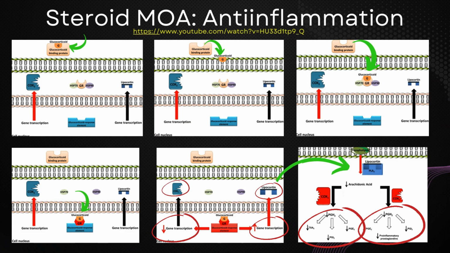How do they work? So top left, glucocorticoids first bind to a protein receptor on the cell membrane. The steroid molecule is then transported into the cytoplasm where it binds to and activates the glucocorticoid receptor. The activated glucocorticoid receptor then enters the cell nucleus where it causes upregulation of genes coding for lipocortin, which blocks production of phospholipase A2 and therefore arachidonic acid. And it also causes downregulation of COX-2 production, the net effect being a profound reduction in inflammation.